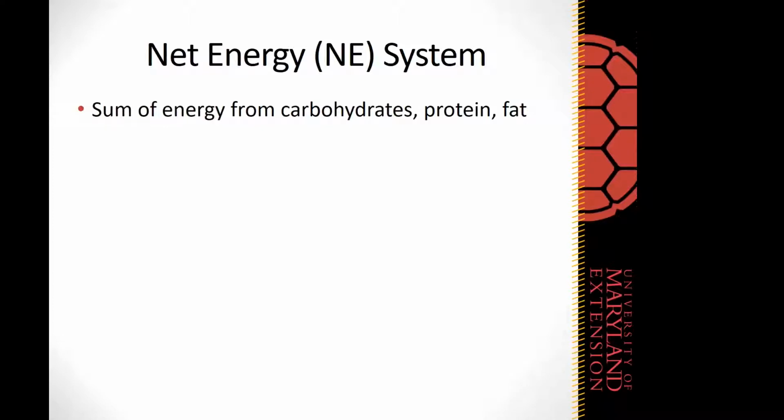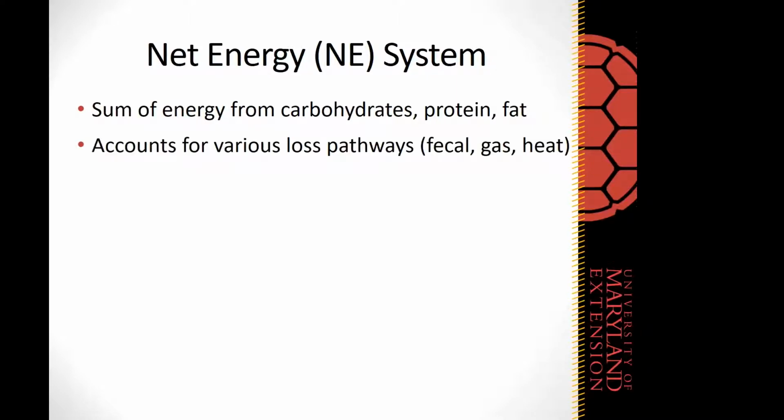Another option is using the net energy system. So this is just a different way to measure energy in forages. And again, it's a sum of energy from carbohydrates, protein, and fat. So it's similar to TDN in that way. But it attempts to account for different loss pathways. So we know that as animals are consuming these forages or feeds in general, we have some loss through fecal losses, gas, heat losses, and the net energy system is designed to better account for those.